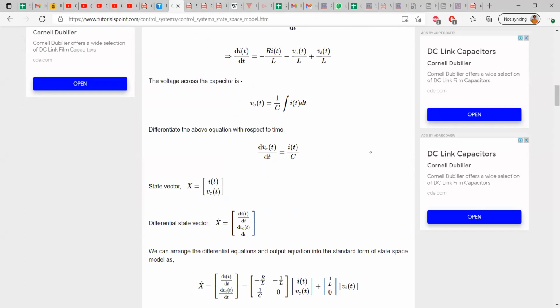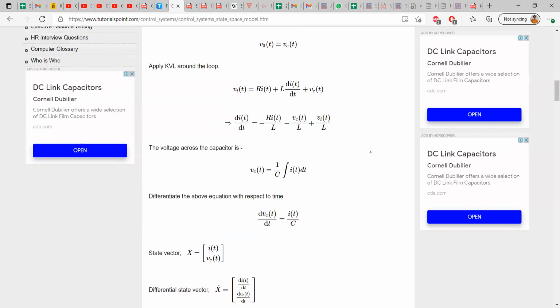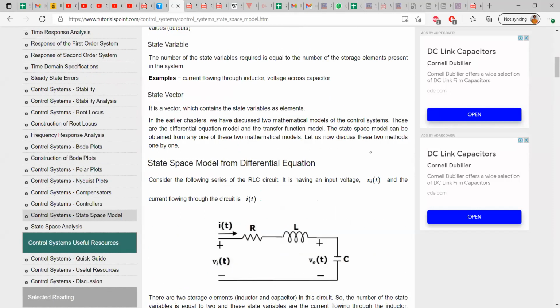Right. Now, what is state vector? What is the definition of state vector? Read it. It is a vector which contains the state variables as elements.